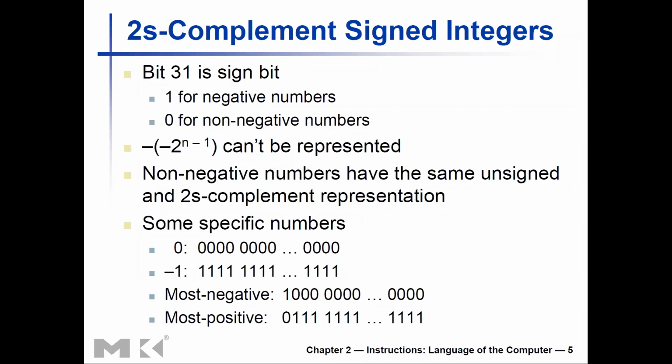So if the first bit is 1, then it's a negative number. Sorry, if the first bit, or the most significant bit, is 1, it's negative. If the most significant bit is 0, it's positive. And by keeping the first bit 0 and changing the other bits, the most positive number you can get is this number. That is, you have to set all the other bits to 1.